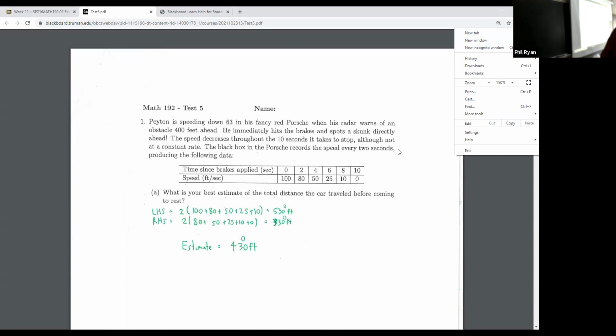So the first one was a numerical question. I wanted you to integrate this, so you would have done a left-hand sum and a right-hand sum. Don't forget to multiply by 2 because that's the width of our rectangles. With the left-hand sum, we get 530 feet. The right-hand sum is 330 feet. So our estimate is 430 feet.